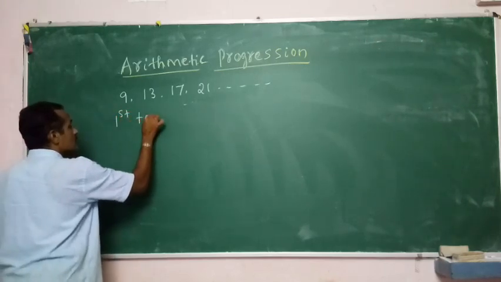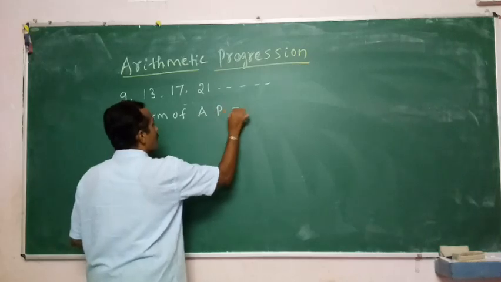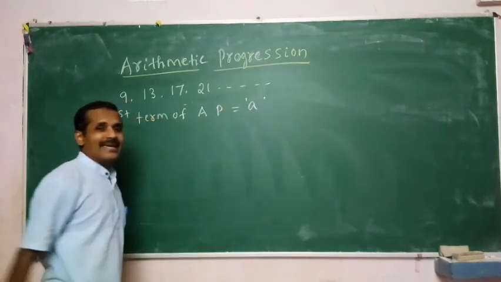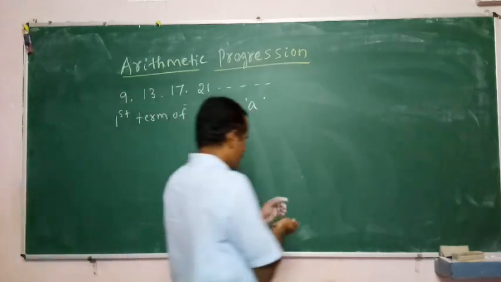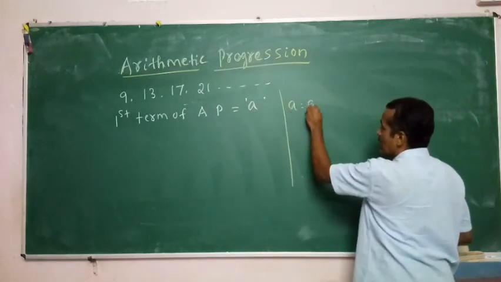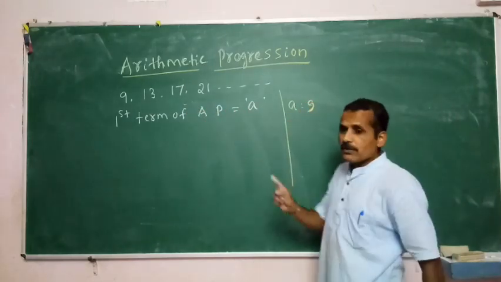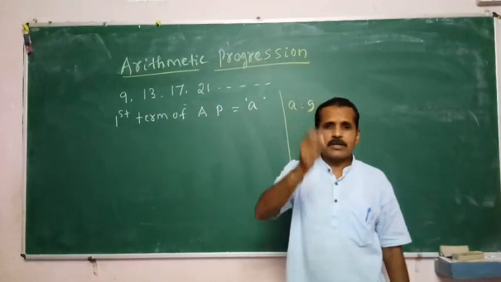First term of AP is always denoted by A. In our example, A is equal to 9. Okay. First term of AP is always denoted by A.